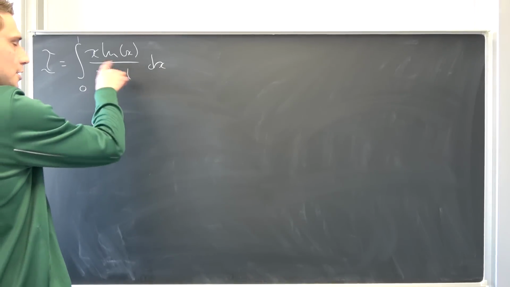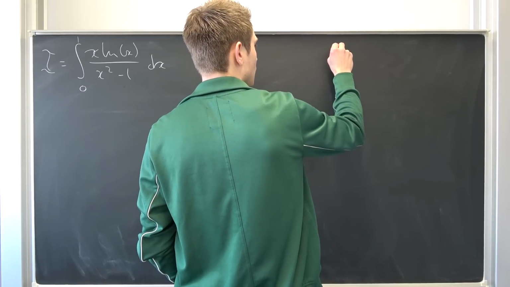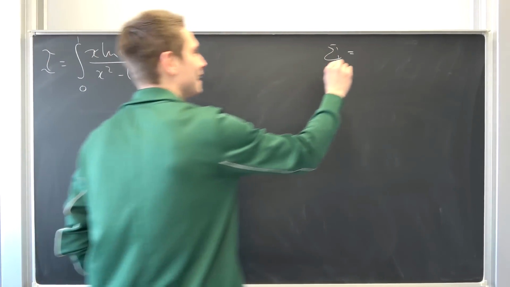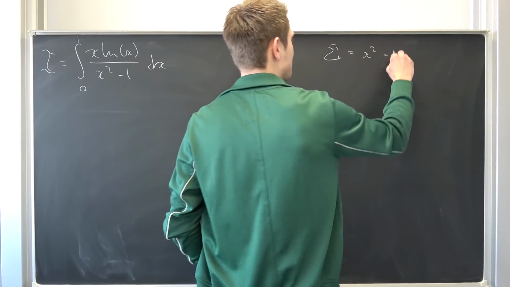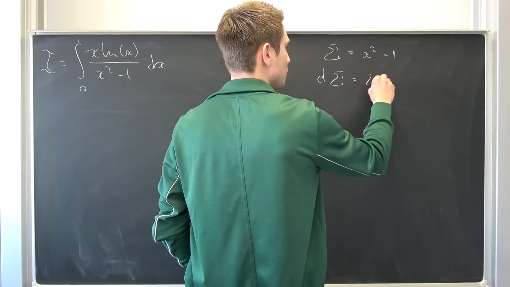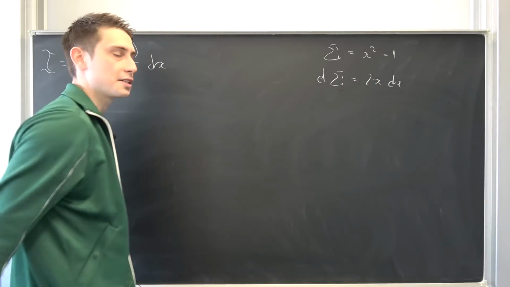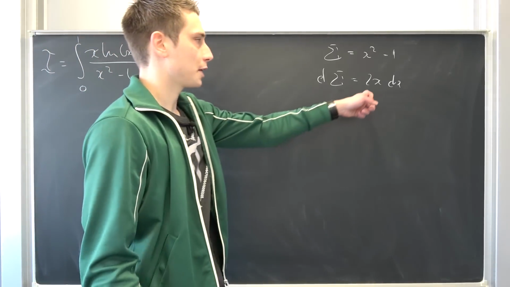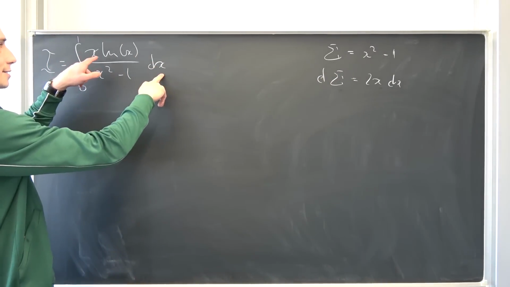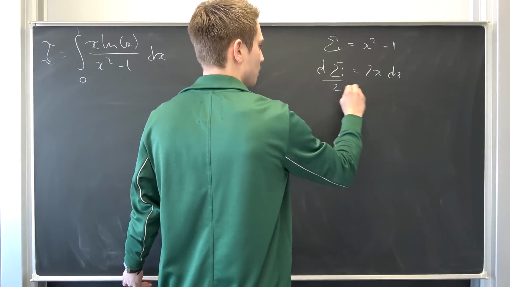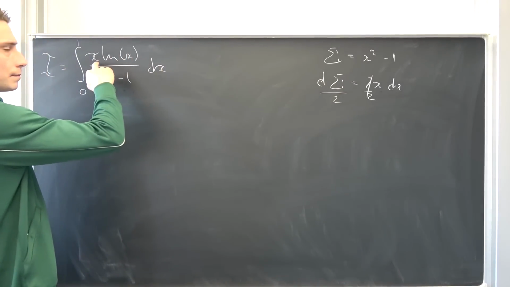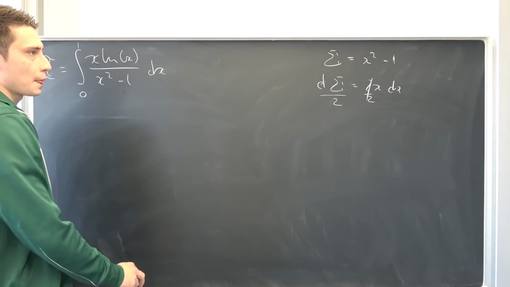So what we can do, we can substitute this denominator as being, for example, let's be absolutely dull, let's say capital sigma is nothing but, oh holy boy, x squared minus 1. We can differentiate both sides with respect to x to get that 2x dx is nothing but d sigma right here. We can divide both sides by 2, because if we have our x dx, that's just this chunk right here, meaning we're going to have x dx being nothing but d sigma over 2.